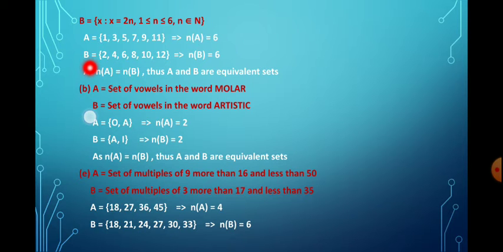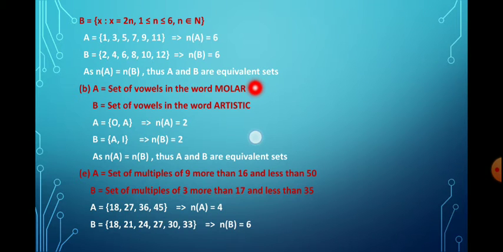Similarly for roster form of set B, so 2n, so 2 ones are 2, 2 twos are 4, 2 threes are 6, 2 fours are 8, 2 fives are 10, 2 sixes are 12. Here also the cardinal number for set B is 6. So let's match the elements. We can see that the elements are not matching in set A and B, so it's not equal. And since the cardinal numbers for set A and set B are equal, we can say that these two sets are equivalent sets.